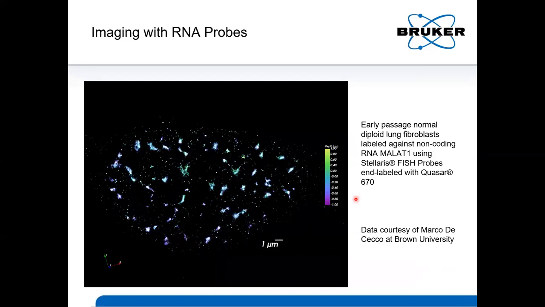In a similar manner, the system can be used to perform RNA FISH experiments. Here's an example data set from Brown University showing early passage normal diploid lung fibroblasts labeled against non-coding RNA MALAT1 using a set of 48 Stellaris FISH probes.